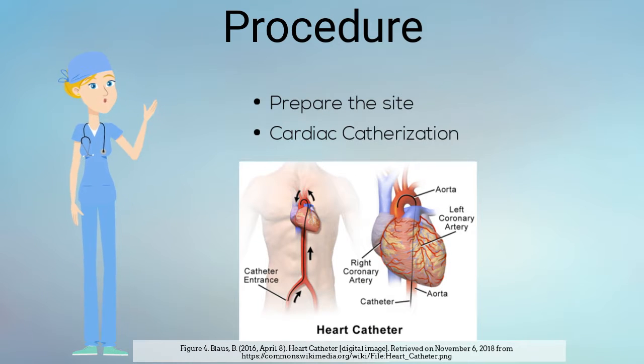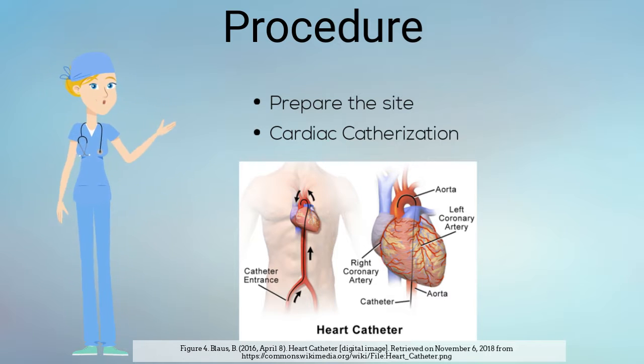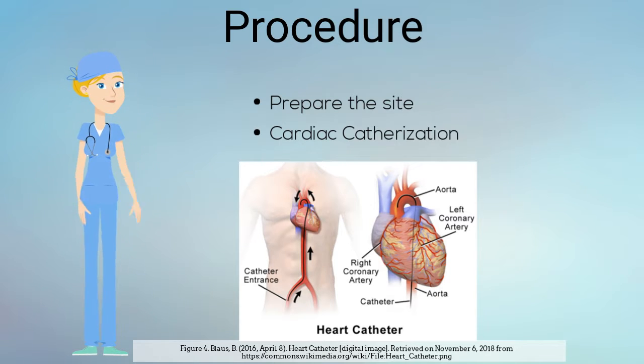Once in the catheterization lab, medication will be administered to keep you comfortable. Your physician will then prepare the site by cleaning it. They will then make a small cut to insert the catheter in either your wrist or groin area. The catheter will be advanced through the blood vessels to your heart while taking pictures.